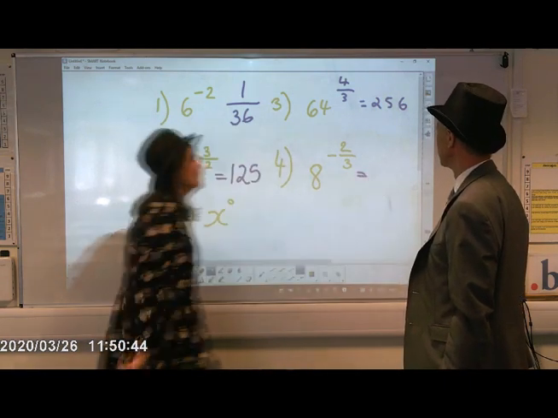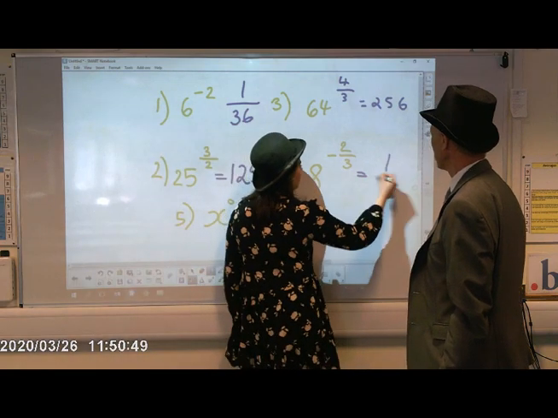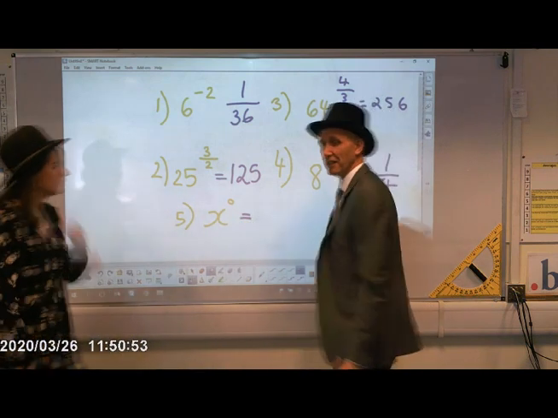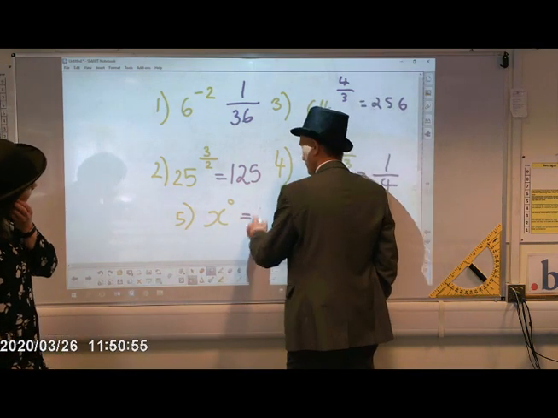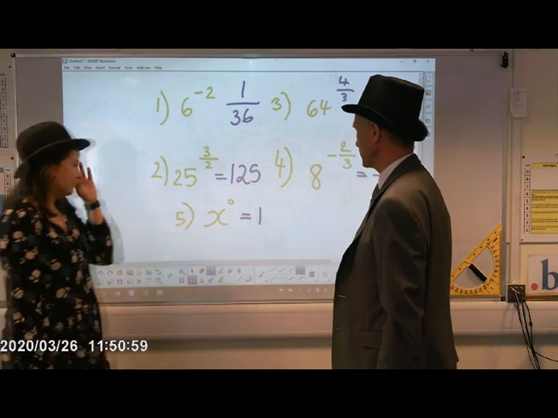Right, 8 cube rooted is 2. 2 squared is 4, and the negative 1 means 1 over, so 1 over 4, 1/4. And x to the 0. Anything to the power 0 is 1. Well done. Don't write 0 as your answer. That's really annoying.